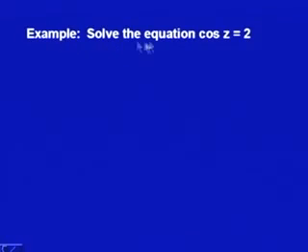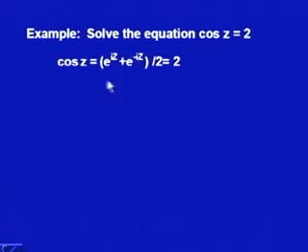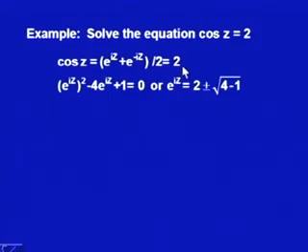In the next example, we solve cos z equal to 2, where z is a complex variable. So cos z, we write it as (e^(iz) + e^(-iz))/2 is equal to 2, and then we can write e^(-iz) as 1 upon e^(iz) and simplify this equation. It will give me (e^(iz))² - 4 times e^(iz), this is the term coming from the right hand side, plus 1 equal to 0, and this is a quadratic in e^(iz).